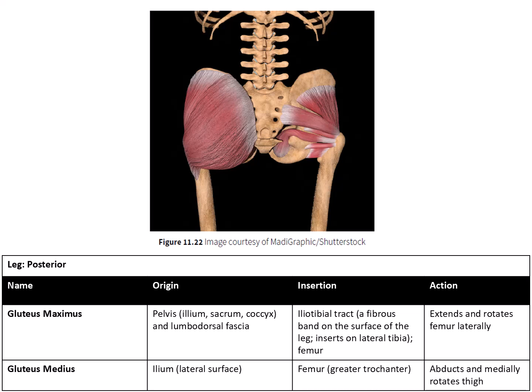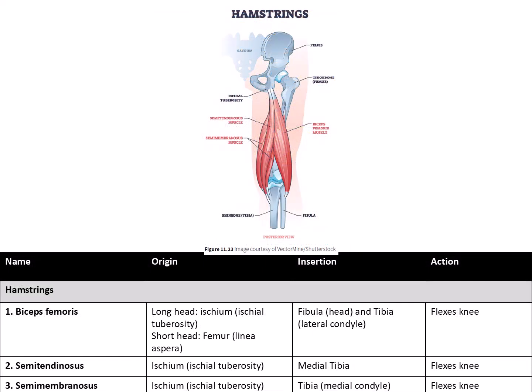As a clinical note, this is a good site for intramuscular injections because it's a lot easier to get muscle tissue rather than the gluteus maximus. The gluteus maximus generally has varying amounts of fat covering it, making it harder to perform an intramuscular injection into this region. The next group of muscles are the hamstrings.